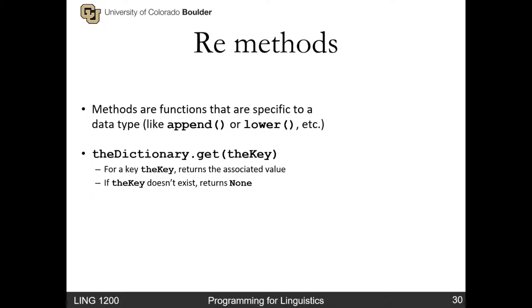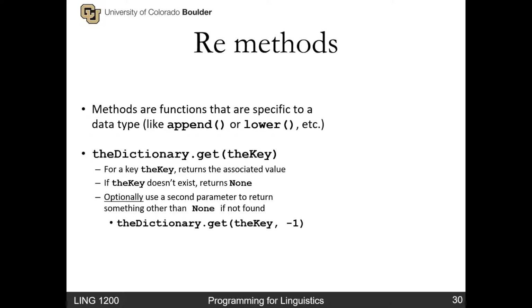This is different than if we use the square bracket notation to access a key, because if you use square bracket notation with the key in the square brackets, and the key in the key-value pair is not in the dictionary, it's going to return an error called a key error. So instead, this will return None.